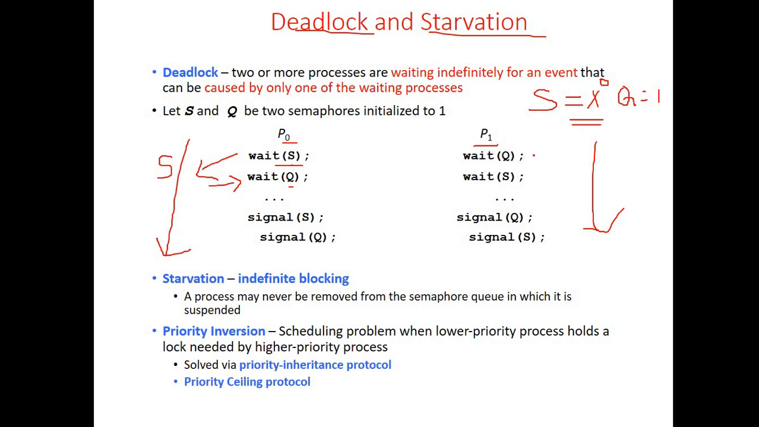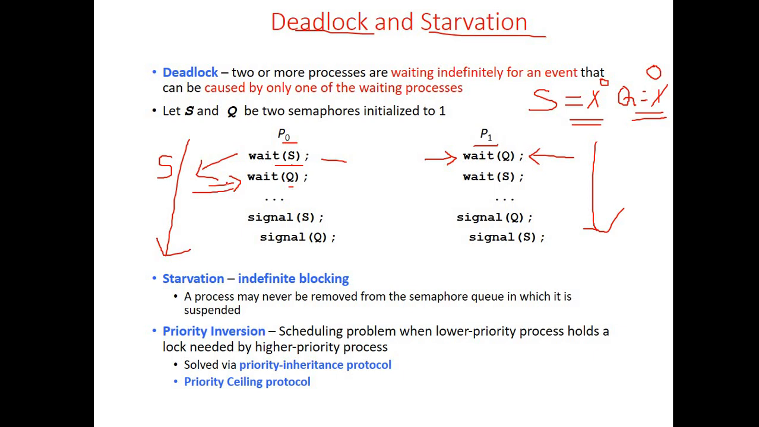In parallel, another process P1 is acquiring the lock on the other variable, that is Q. So initially Q is available. The wait on Q variable does not block the process P1. So therefore, Q value is decremented and the process will acquire the lock on that Q resource. So the first statement in P0 and the first statement in P1 both are successful. After the completion of these two statements, the value of S is 0, the value of Q is also 0.